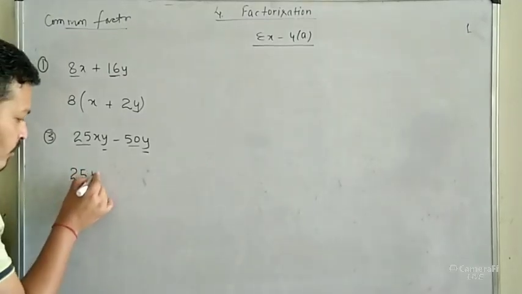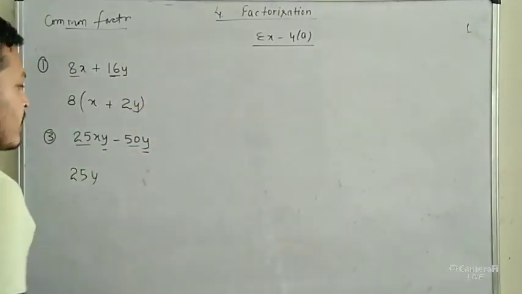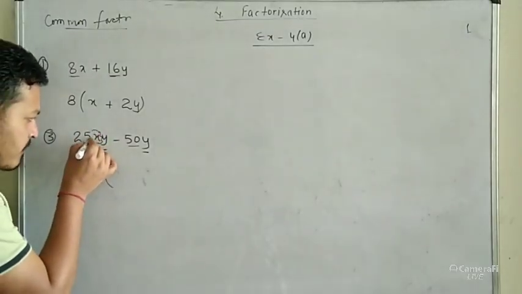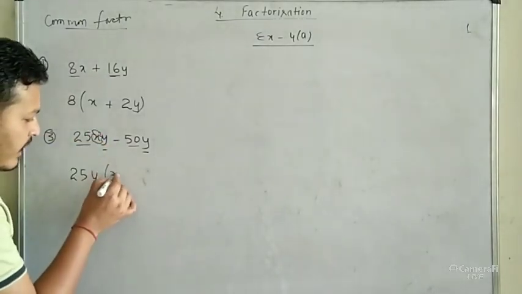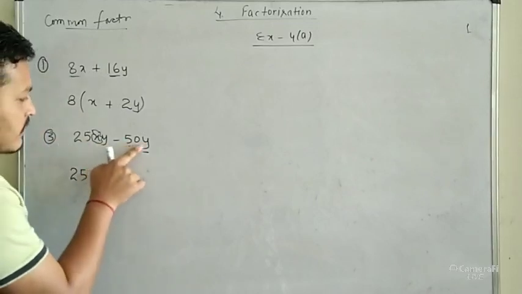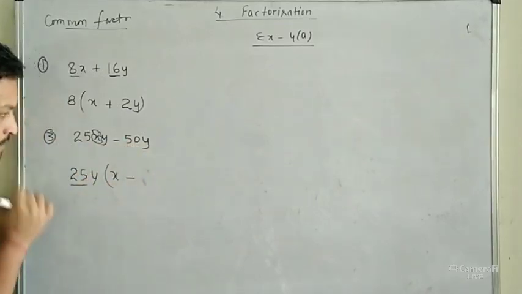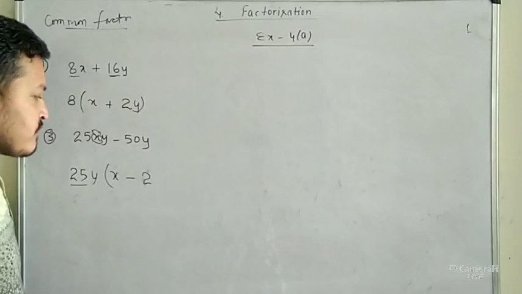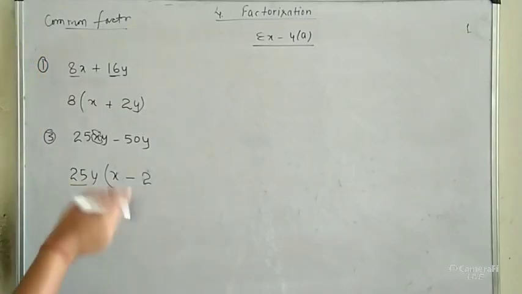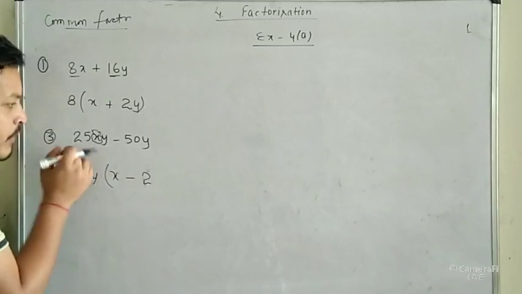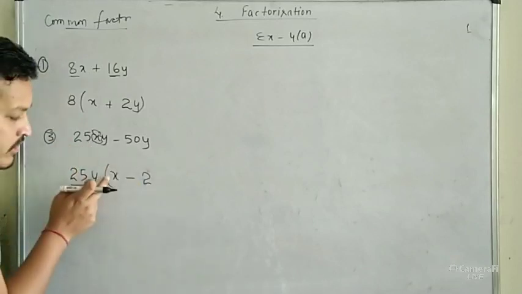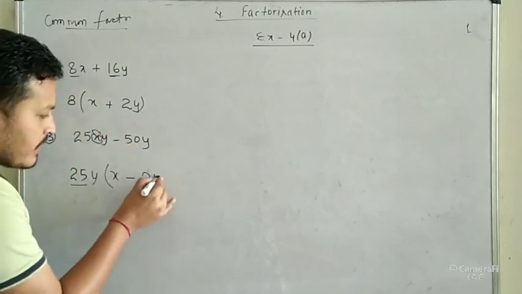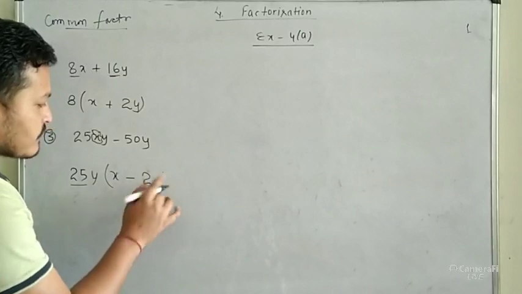Also y we can take common because y is coming in the first and also with the second, so 25y is common out. Which term is remaining here? x is remaining, so x minus. Now how many times 25 is 50? 2 times. You can divide all the numbers by 25. When you divide, 25 gives 1 and 50 gives 2, and y is common, so only x minus 2 is remaining.